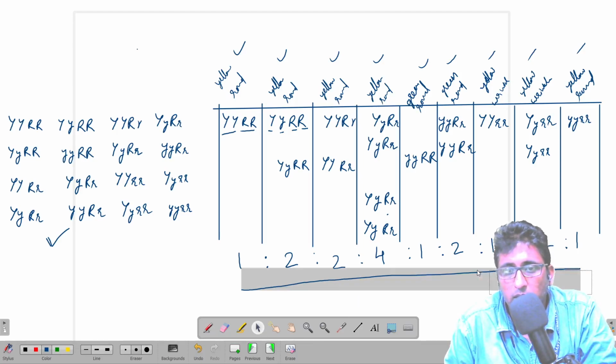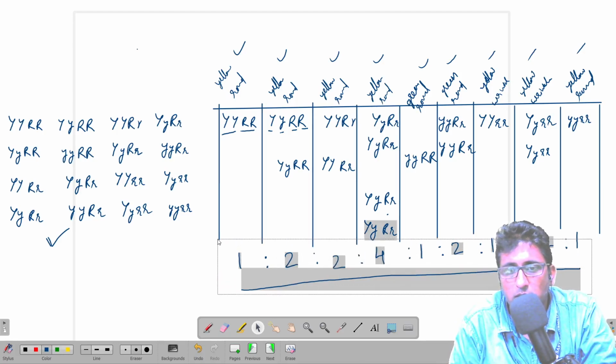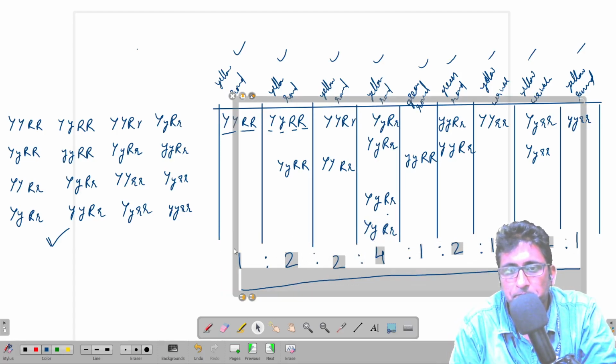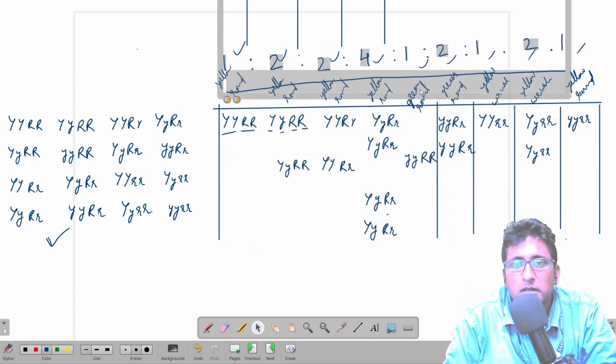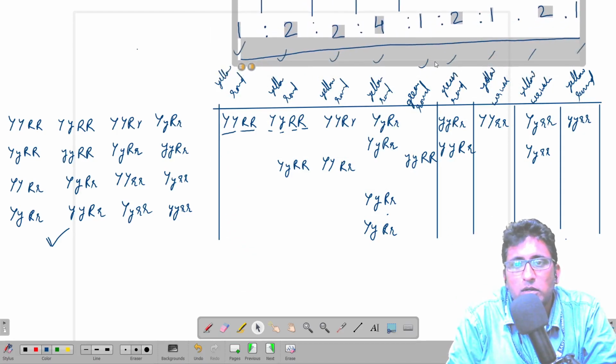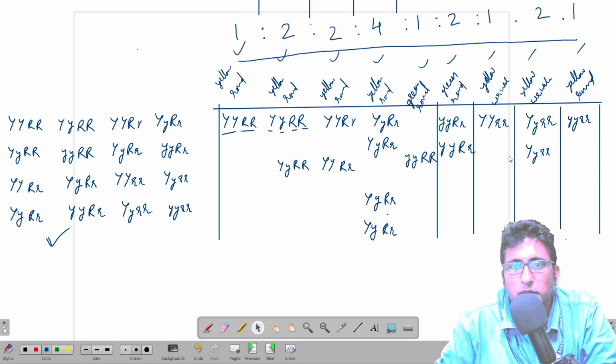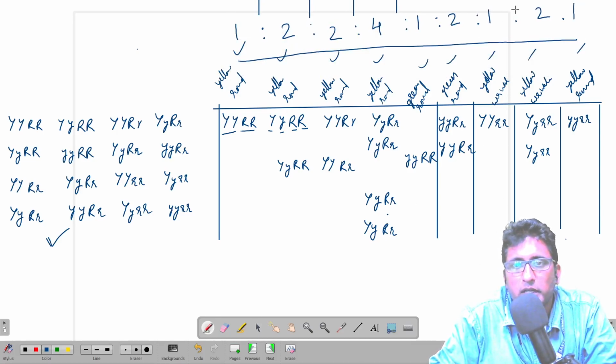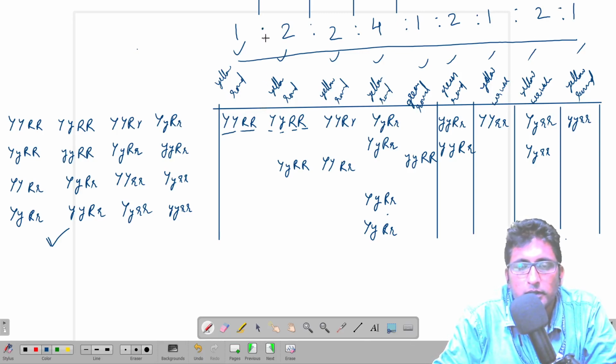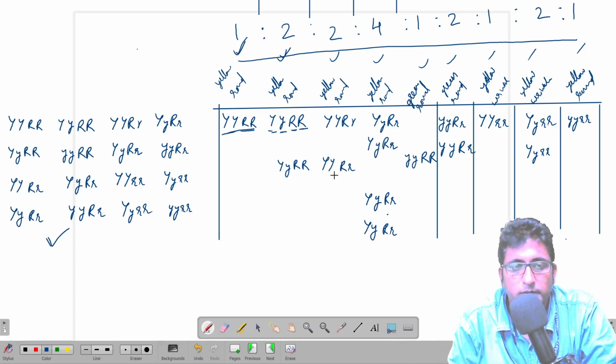The important thing then would be to memorize not just the numbers, but also the possible combinations. Only then it would make sense here. So how much would you have of this? Capital Y, capital Y, capital R, capital R will be one of them, and similarly capital Y, small y, capital R, capital R would be 2 portions of it, ratio wise.